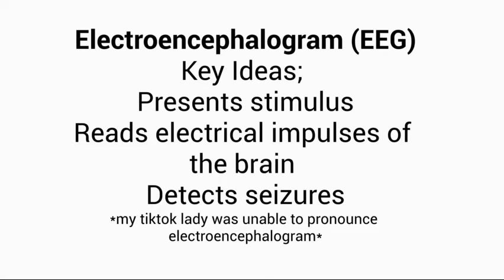The first technique we have is an electroencephalogram, also known as an EEG. What we want to remember is that an EEG presents a stimulus to the brain and a computer reads the signals given off from the activity that is present in the brain. An EEG allows us to detect seizures as well as other common abnormalities that may be present in the brain.